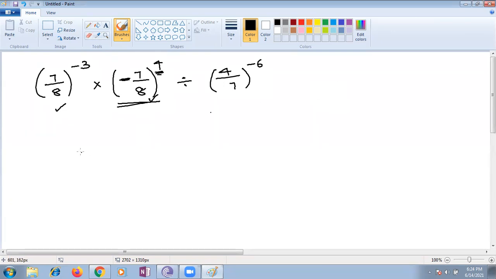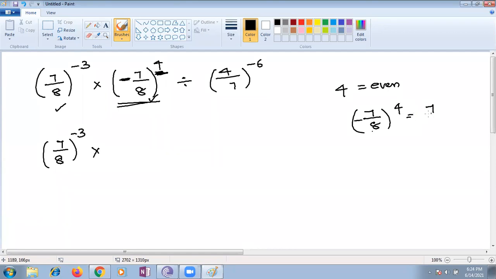Ma'am, but the exponent is negative, na ma'am. Then the base will differ. Listen, this is minus 7 by 8. Since the exponent 4 is an even number, if you expand minus 7 by 8 whole to the power 4, you will first get positive 7 power 4.